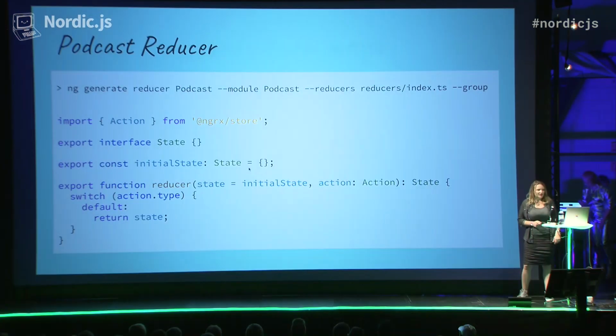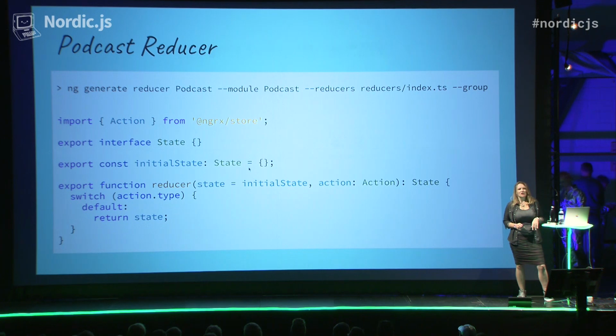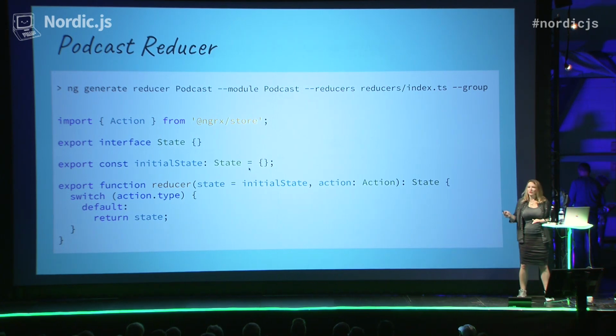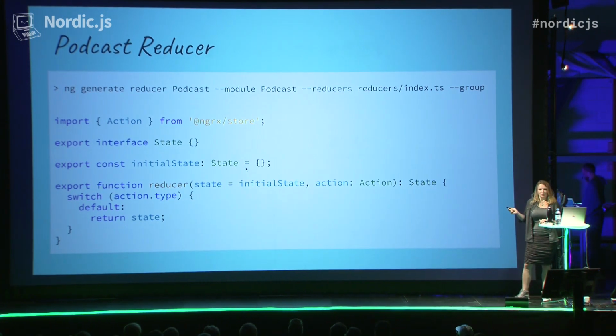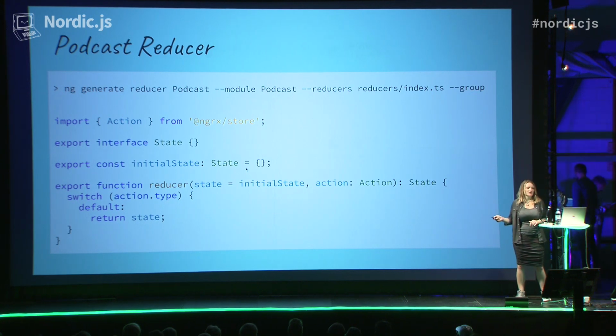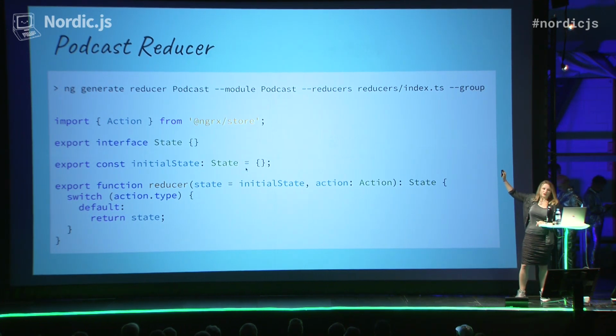Once our effects are set up to receive our actions and respond asynchronously with the server response, we can move on to handling actions in our reducers to create state. With NgRx schematics, we'll get a skeleton reducer with a state interface, our initial state, and the reducer function with our switch type guard. We want this podcast reducer registered with the podcast module and added to our root reducers. And we're going to group our reducers again in a reducers folder.